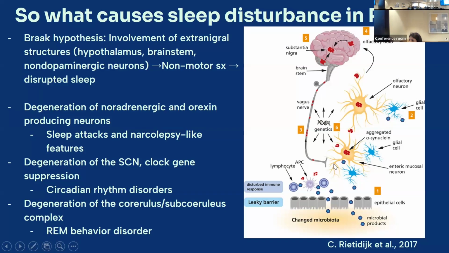They trigger the aggregation of alpha-synuclein over here. And then this spreads towards the central nervous system via the olfactory bulb and the vagus nerve here. And then eventually the aggregated alpha-synuclein arrives at the substantia nigra. So the involvement of these extranigral structures, the hypothalamus and the brainstem, leads to the non-motor manifestations, and this is what contributes to disrupted sleep.